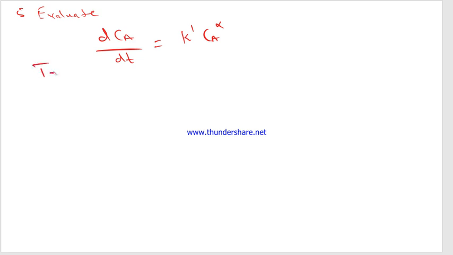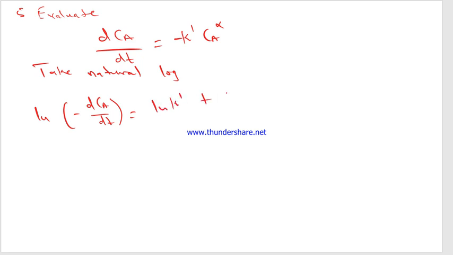So we have to take natural log of both sides. So it means ln, sorry, there's minus here. We can put the minus here: ln of minus dCa dt is equal to ln K prime plus alpha ln Ca. Good. So if we plot this against this, the slope will be alpha, and the intercept will be ln K prime. So we plot ln of minus dCa dt against ln Ca, we are going to get the slope of alpha, and the intercept of ln K prime.